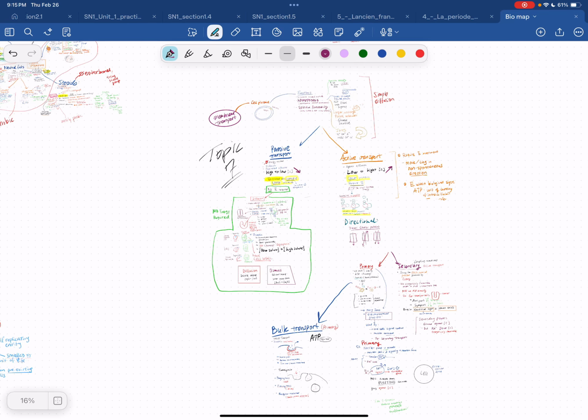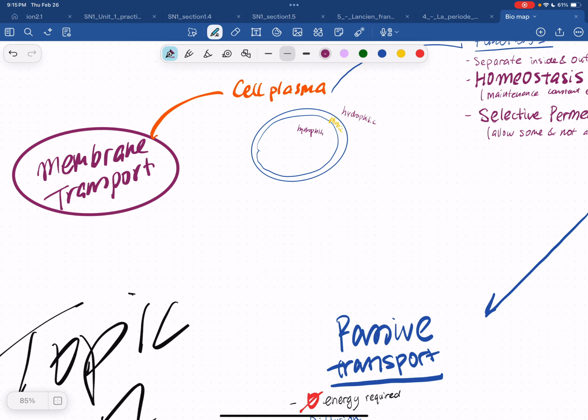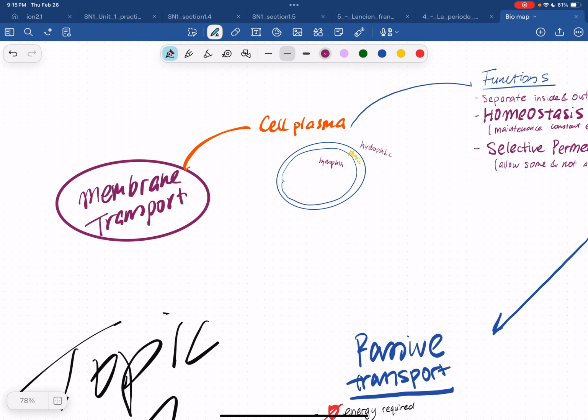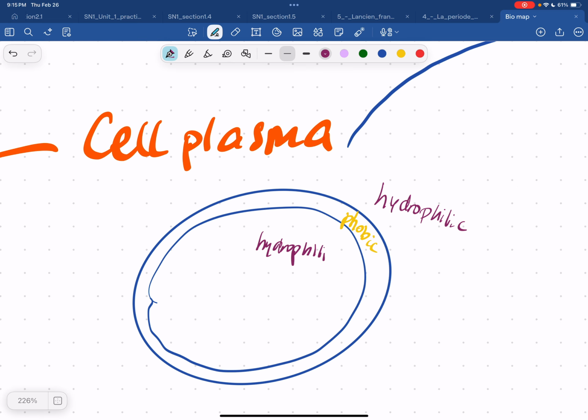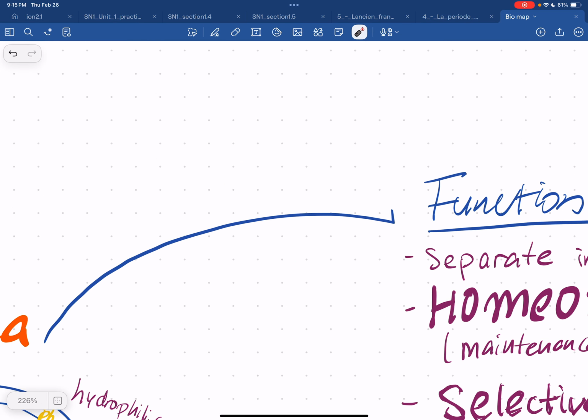To the topic 7. This is my last one for unit 1. So we're going to talk about membrane transport. And yeah, it's already 9:15. Membrane transport. So the cell plasma membrane has a hydrophilic side, a hydrophobic region, and another hydrophilic region.